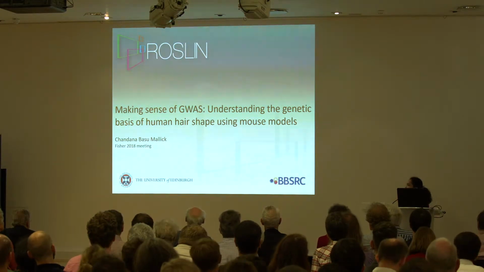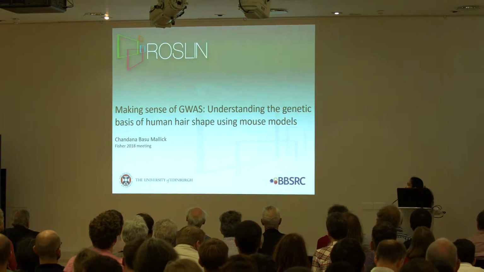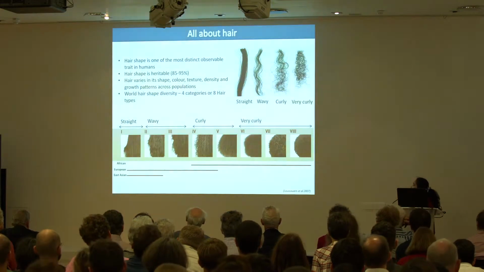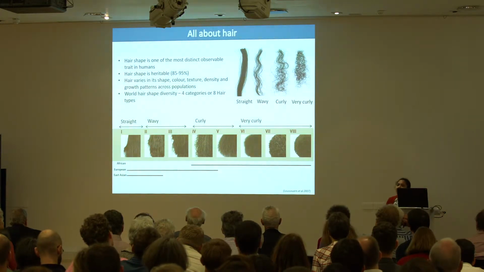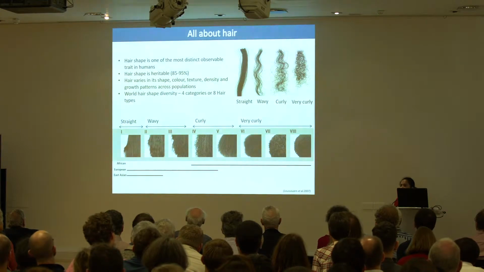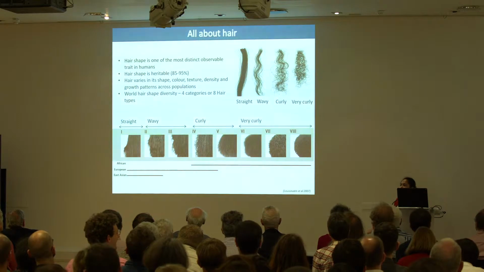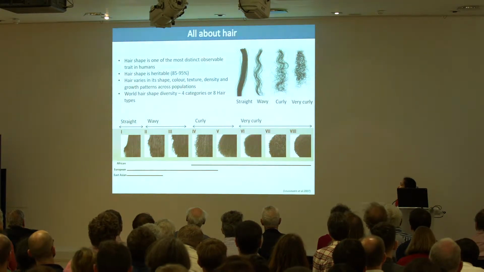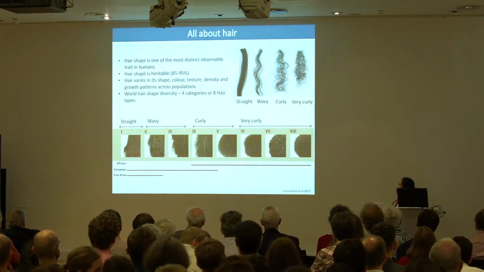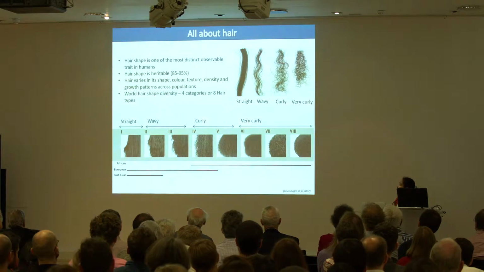Today I'm going to speak about understanding the genetics of hair shape and what we inferred using the various mouse models. Before I go in, I would like to introduce you to some facts about hair. Hair, as we know, is a quite distinct part of our personality. It actually defines us in a way, and we have very different types of texture, color, or shape of hair existing even among the people sitting here.